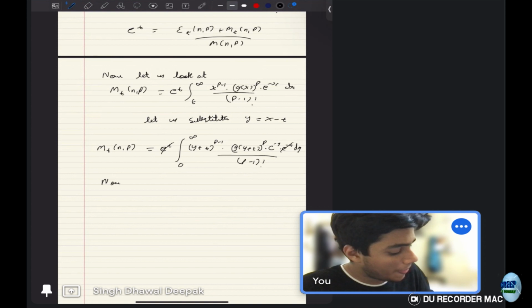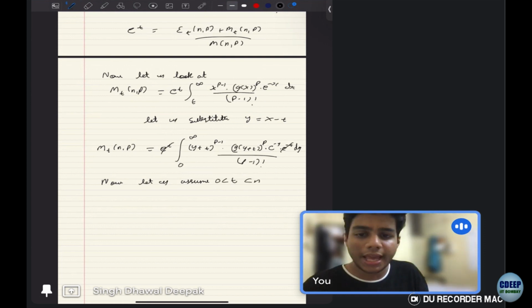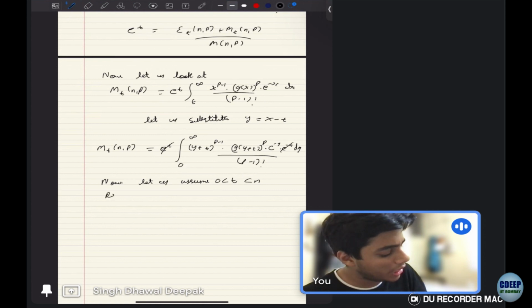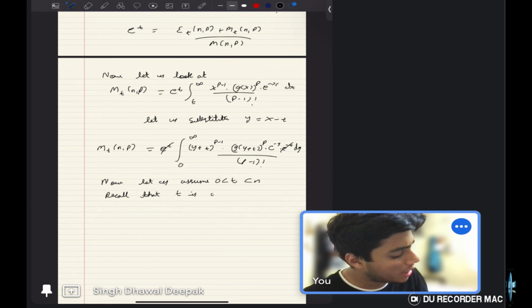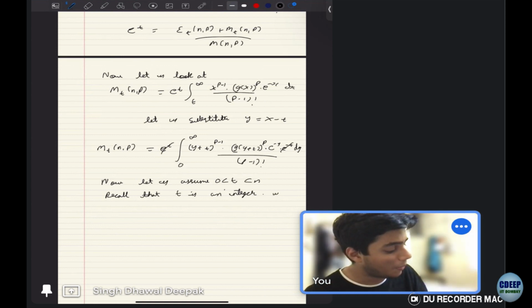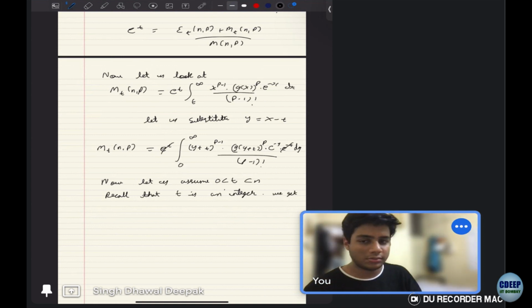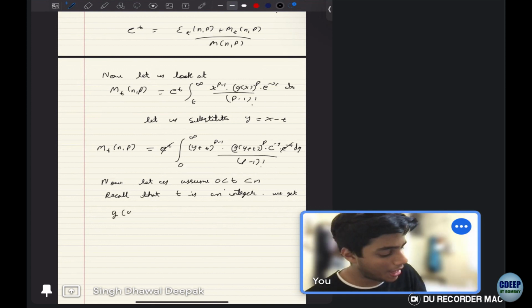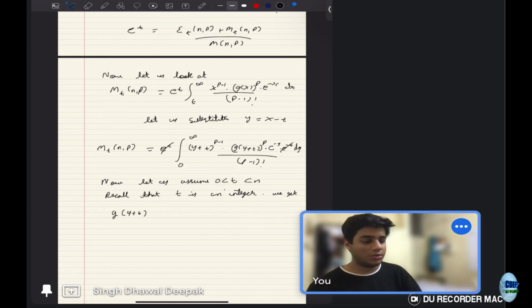Now let us assume that t is greater than 0 and less than n. And we already know that, recall that t is an integer, right? So now what do we get? We get g of y plus t. So let us try to see what g was.